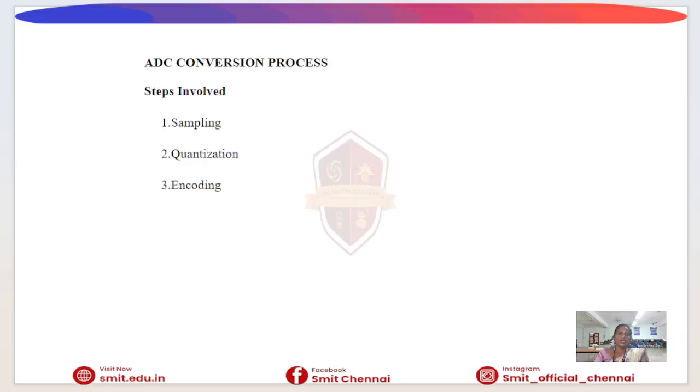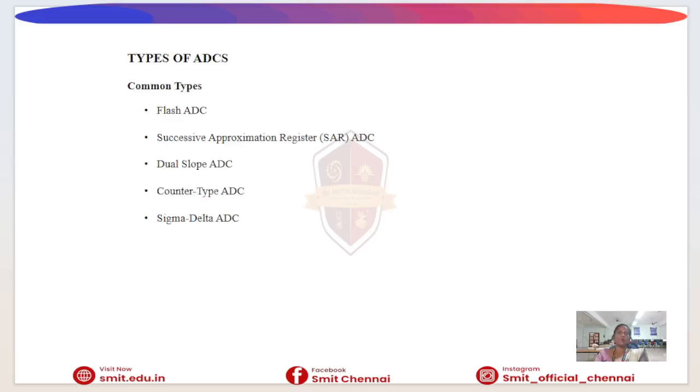ADC conversion occurs in three major steps. First is sampling. The continuous analog signal is measured at regular time intervals. These measurements are called samples. Second is quantization. Each sampled value is rounded to the nearest available digital level. This introduces a small quantization error. Third is encoding. The quantized value is converted into a binary number consisting of zeros and ones. Together, these three steps transform a continuous analog signal into a digital signal suitable for digital processing.